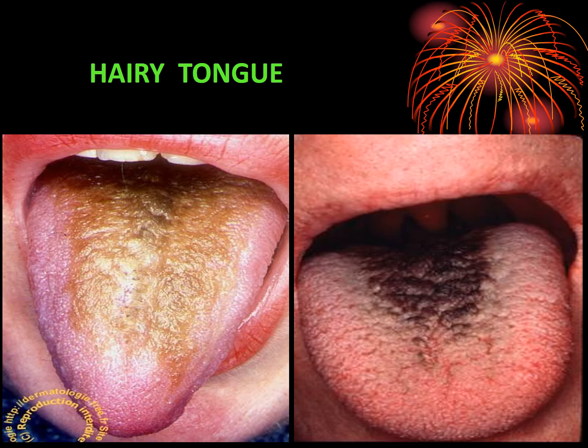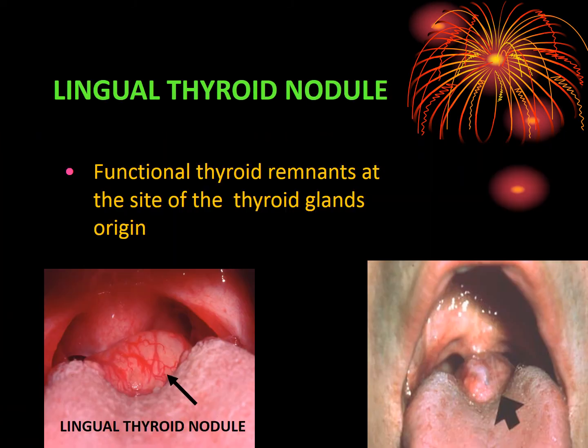So the next one is the hairy tongue. There will be presence of hair follicles or hairy growth-like structures on the dorsal surface of the tongue. This is one of the most common features seen in HIV patients. So the next one is the lingual thyroid nodule, which is the functional thyroid gland remnants present at the site of thyroid gland origin. The picture shows the presence of lingual thyroid nodule.